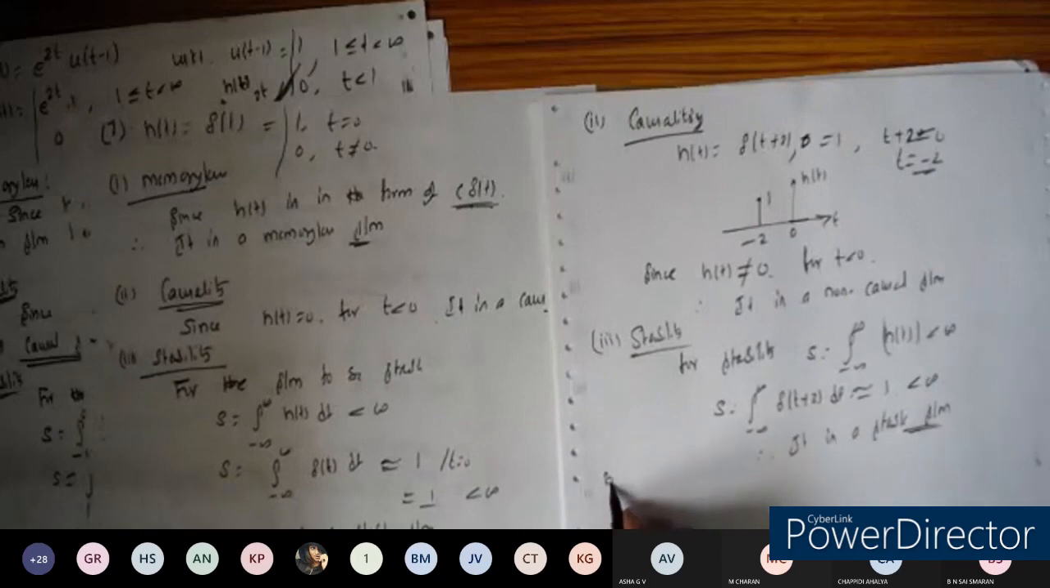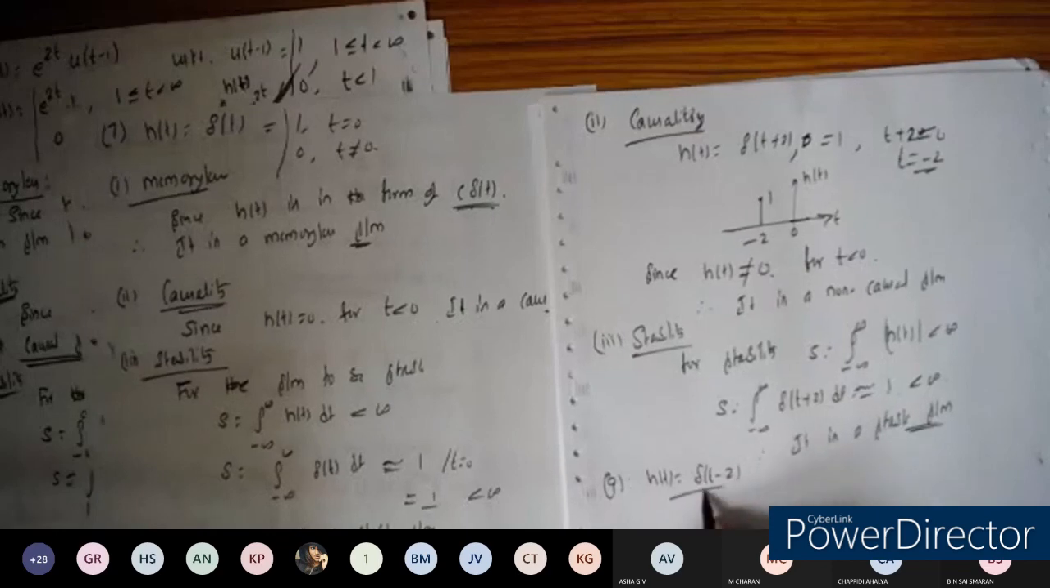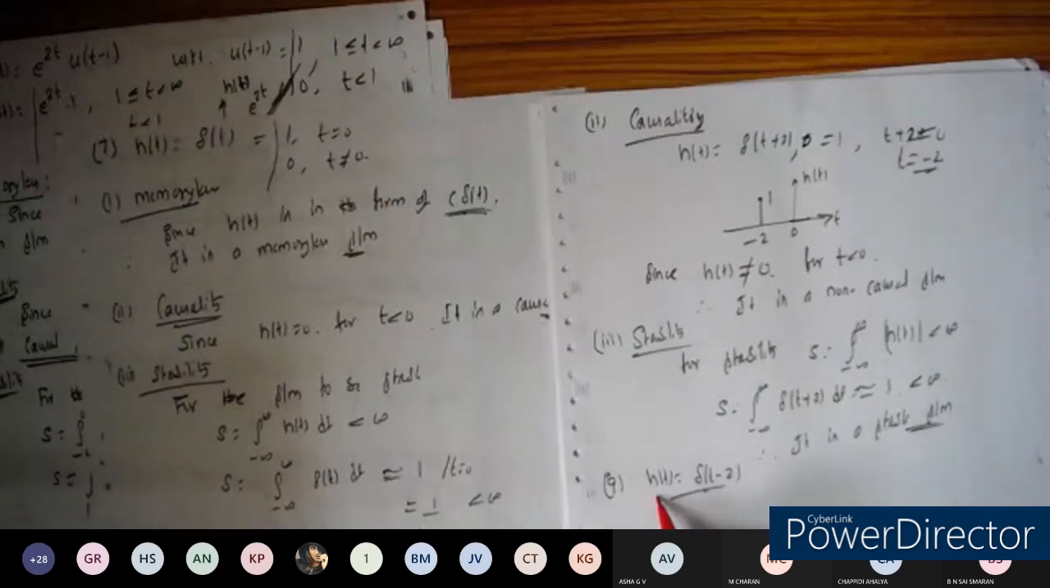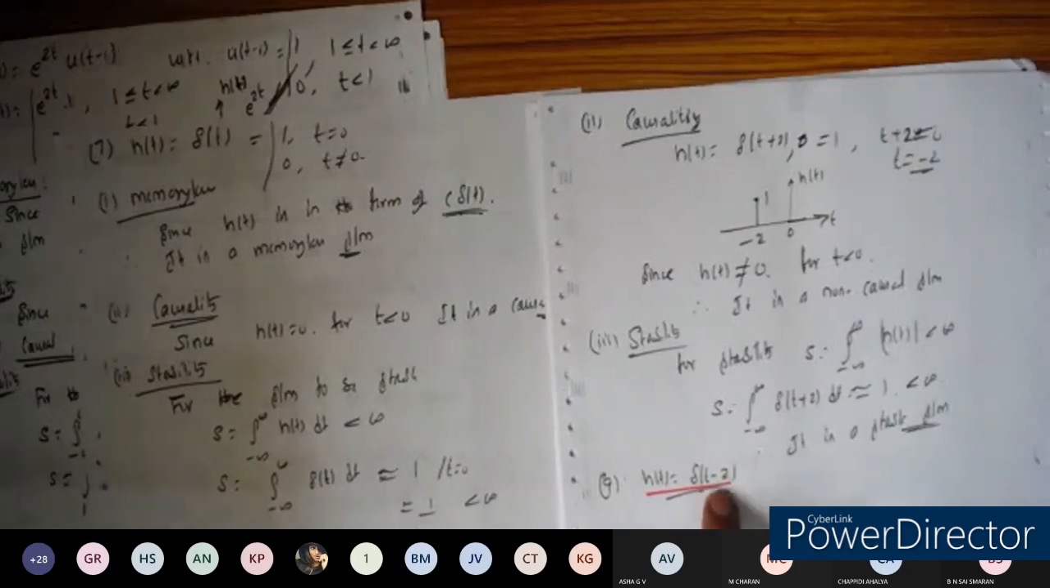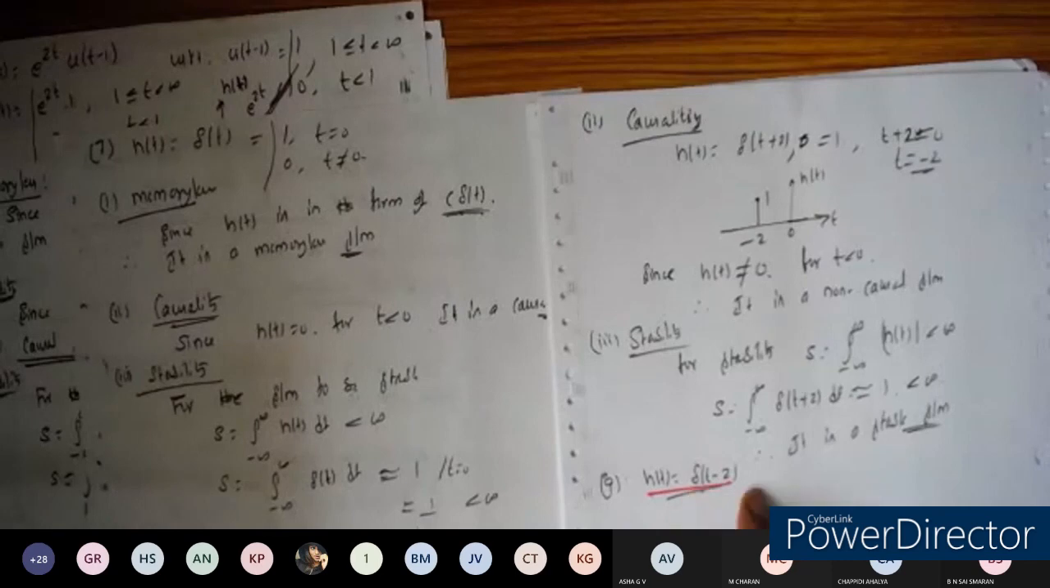Okay, done. So let us take this problem and do it as homework here: c into delta of t minus 2. It has memory, it's causal and it's a stable system. By observation, you can say that it has memory because it depends on t is equal to minus 2. It is a stable system and a causal system. So verify the properties here. Any doubts? Okay, so I'll go for the next problem.